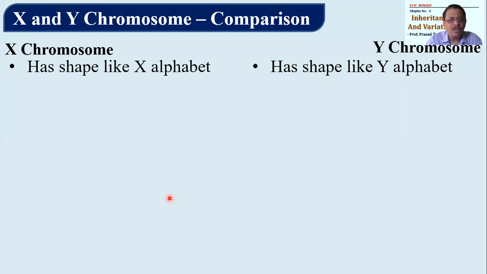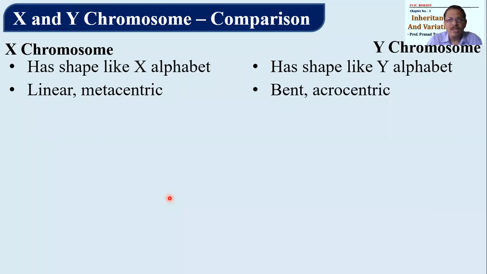Then we have to consider second point. X chromosome is linear and metacentric in nature. Linear का मतलब क्या हुआ? Straight line जैसा रहेगा. But Y chromosome is having a bent arm and it is acrocentric in nature. ठीक है? Why bent arm? Now see, acrocentric का मतलब क्या होता है? The centromere is towards the end but not exactly at the end. So this makes one arm, that is P arm, shorter and Q arm longer.